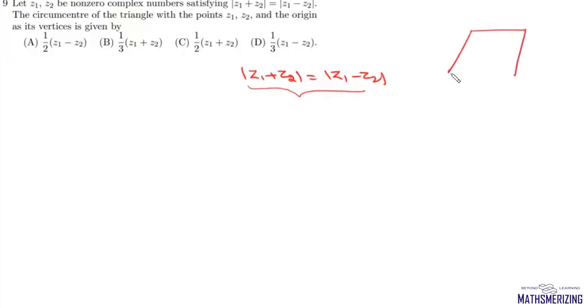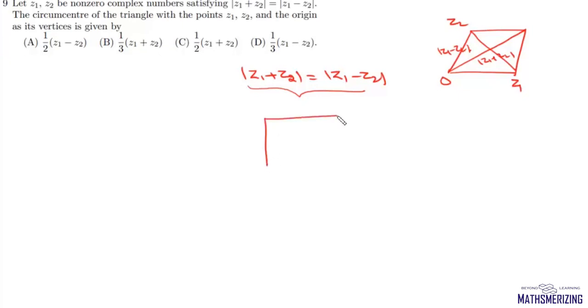if Z1 and Z2 are vertices of a parallelogram, then one of the diagonal lengths is mod of Z1 plus Z2 and the length of the other diagonal is mod of Z1 minus Z2. So in this case, we have a parallelogram in which the lengths of the diagonals are equal, and the diagonals are equal in a parallelogram if and only if that parallelogram is a rectangle.